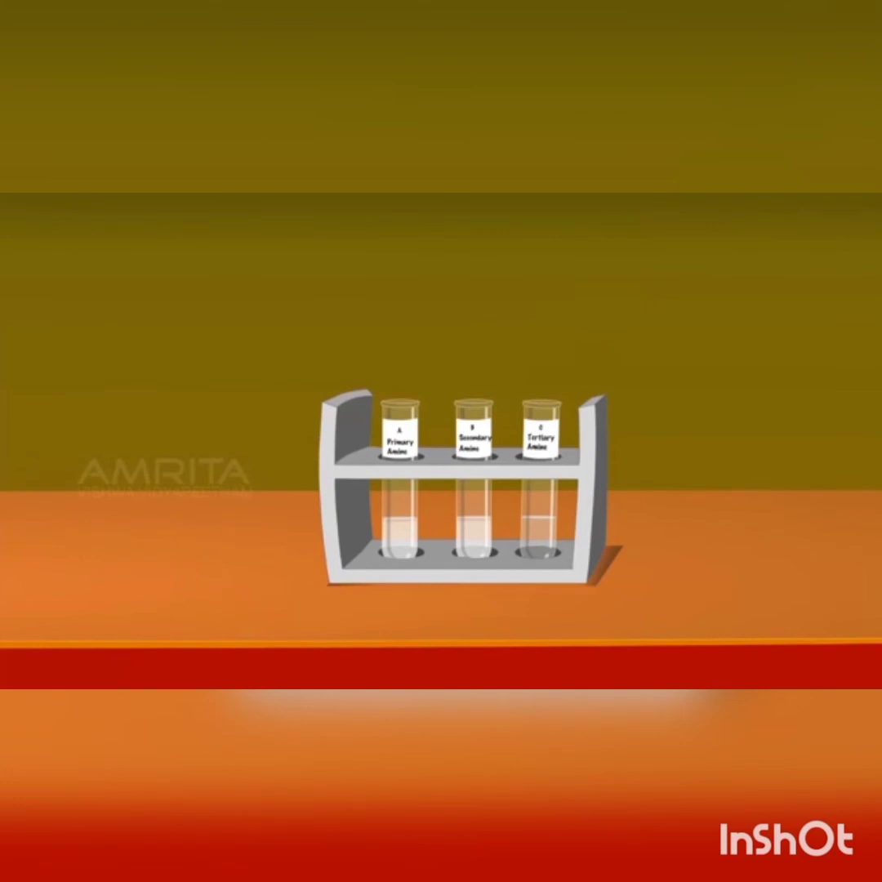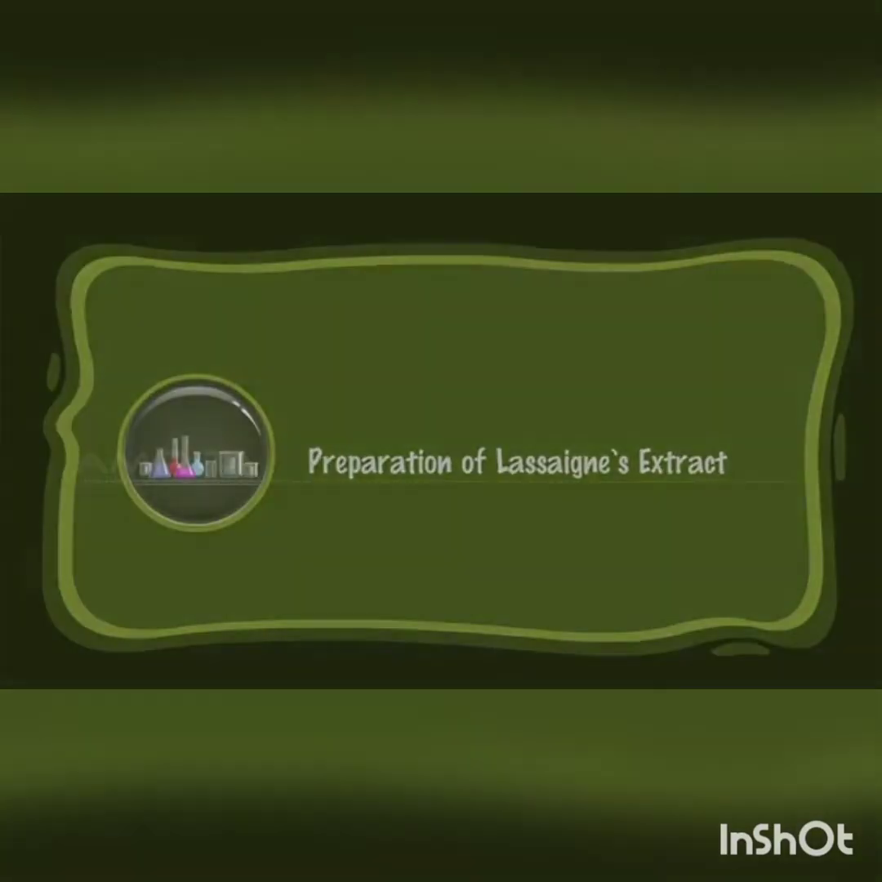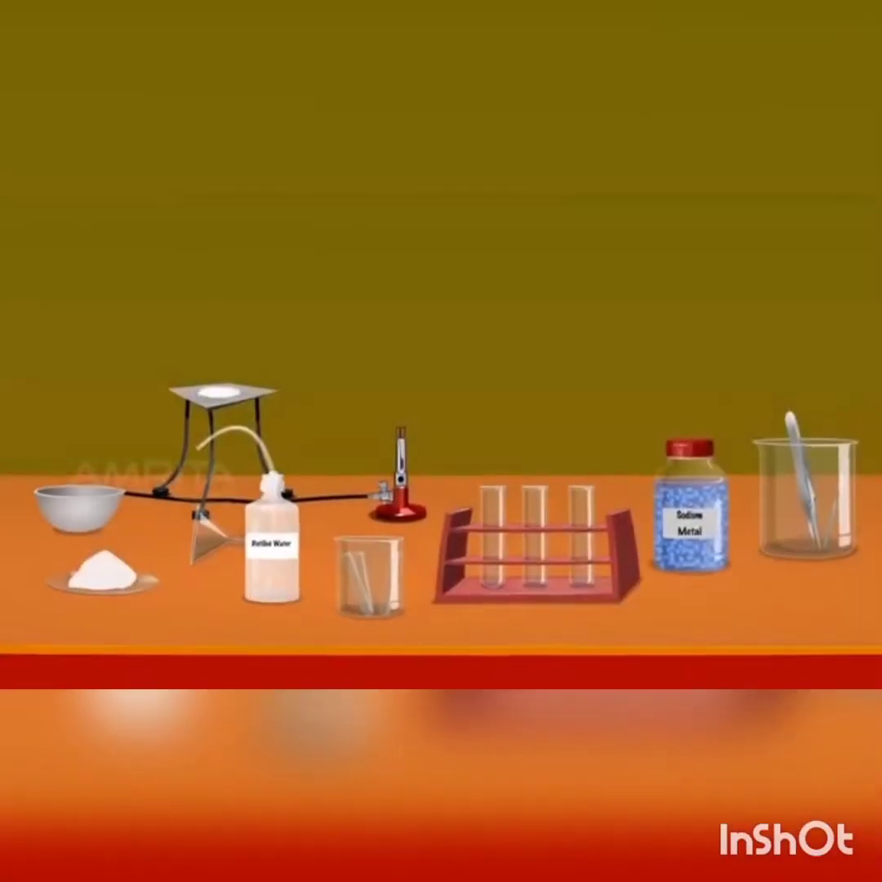In test tube C, the insoluble... Preparation of Lassaigne's extract. We require a china dish, organic compound, funnel, tripod stand, wire gauze, distilled water, Bunsen burner, fusion tubes, test tube, sodium metal, small spatula and forceps.